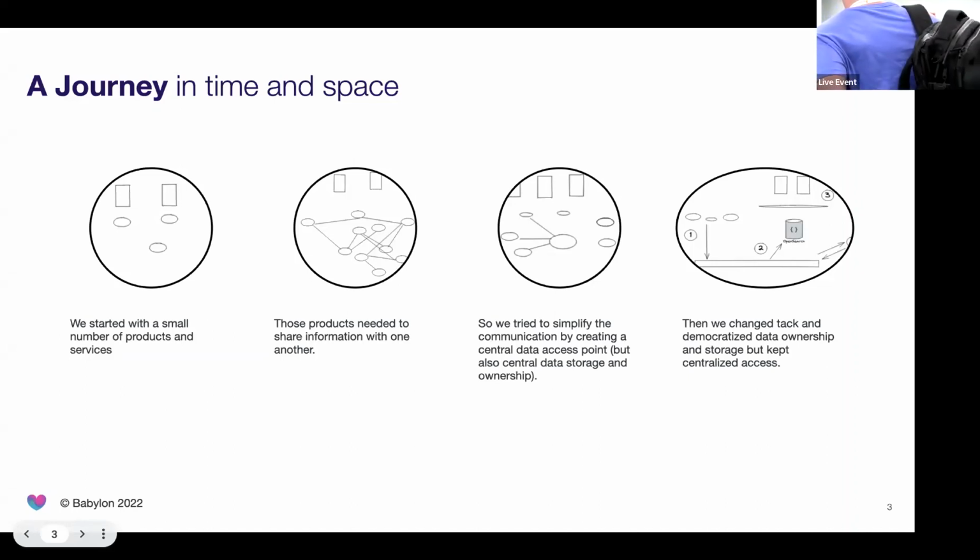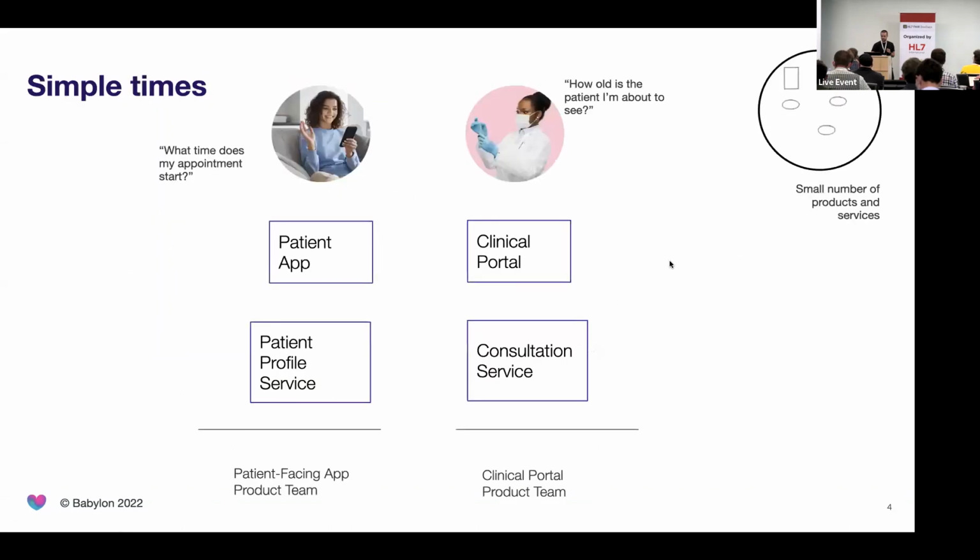And so we changed to this new model of democratizing data across the company, and also democratizing the storage, but keeping the centralized access pattern. And so how we went from that third circle to the fourth circle is what I'm going to focus on today. If I can get to the next slide.